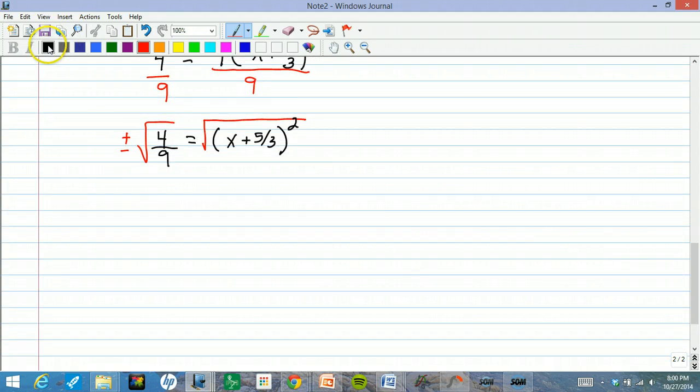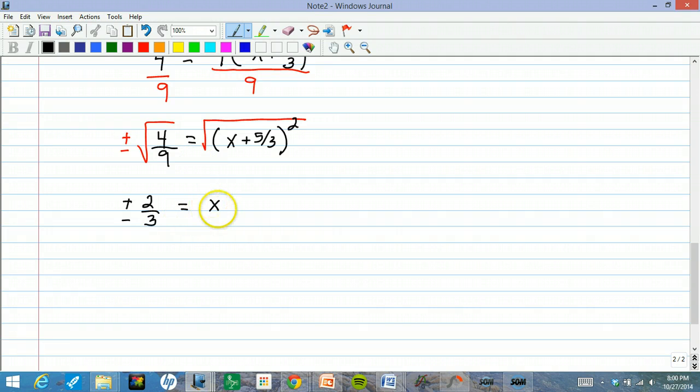Here, there's two numbers that multiply to 4/9. Positive and negative, well, square root of 4 is 2/3. Let's check that really quick. 2/3 times 2/3. 2 times 2 is 4. 3 times 3 is 9. Great. And negative 2/3 times negative 2/3, well, that's also positive 4/9. So there's our two values.